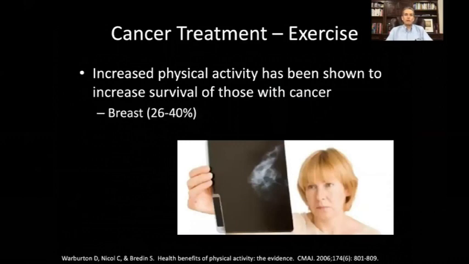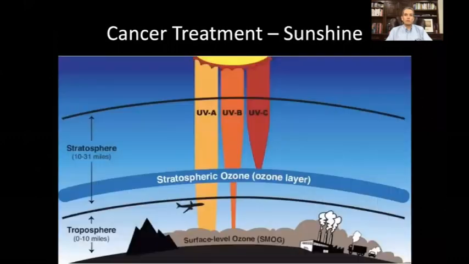And if you do have cancer, you can decrease your risk of dying from breast cancer by up to 40% by increasing your physical activity. So it's definitely good to prevent you from developing cancer, but also to treat you if you have the cancer. What about sunshine?